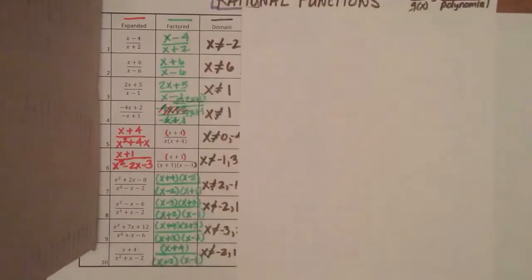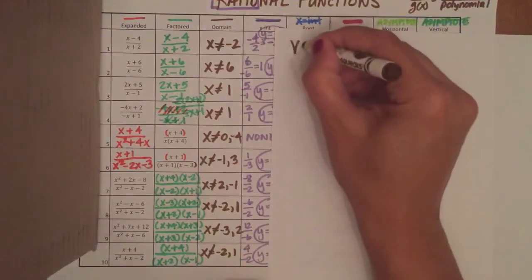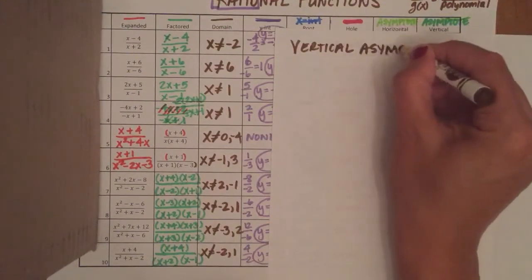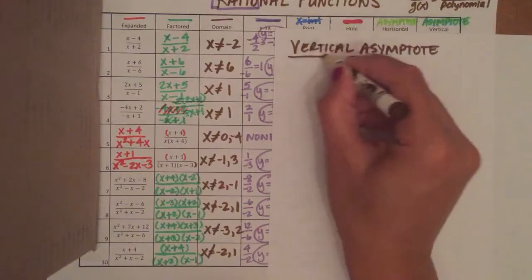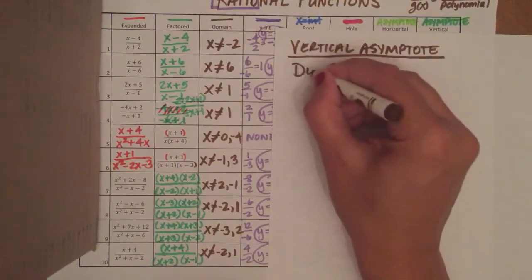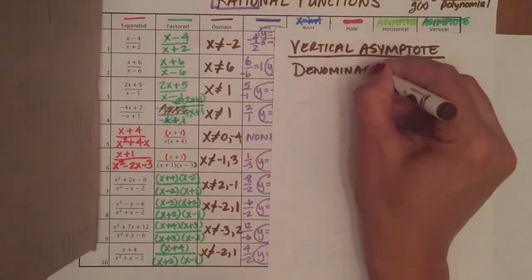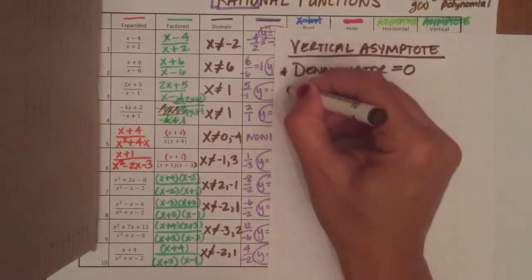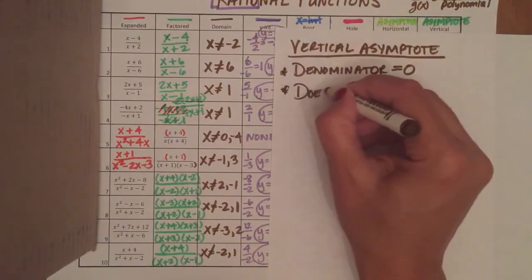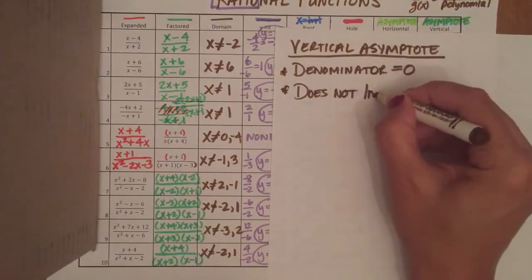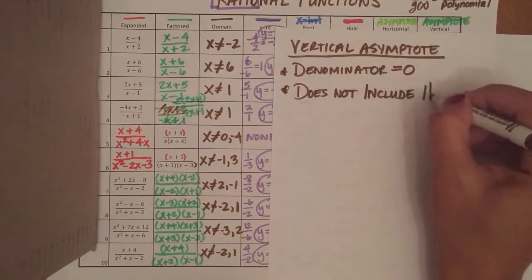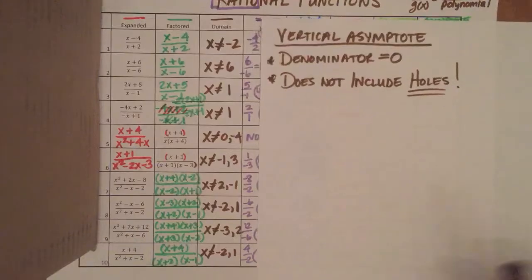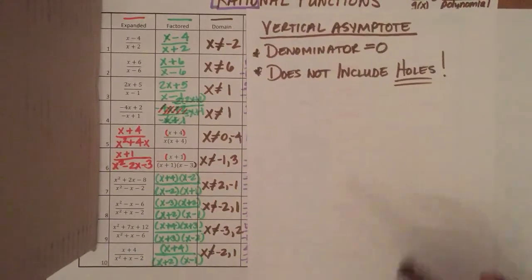To find the vertical asymptote, this is where the denominator equals 0. However, one quick note: it does not include holes. No holes. So if you find that something is a hole, it can't be an asymptote, and vice versa. If it's an asymptote, it's not a hole.